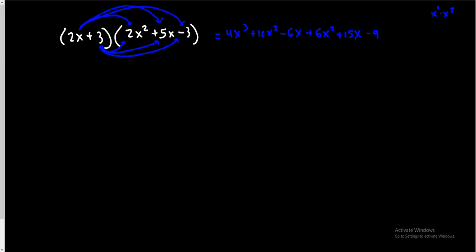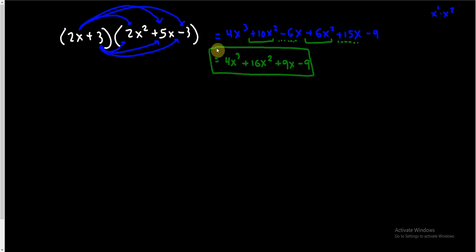So now I do need to be careful and look for like terms. Let's see. I have 4x to the third. There's no other x to the third. Let's bring that down. I do have 10x squared. Ooh, right here I have plus 6x squared. So that'll make a positive 16x squared. I have minus 6x and plus 15x. So what would that give me? That would give me a positive 9x. And then I have this minus 9. So I've combined all the like terms and ended up with that.